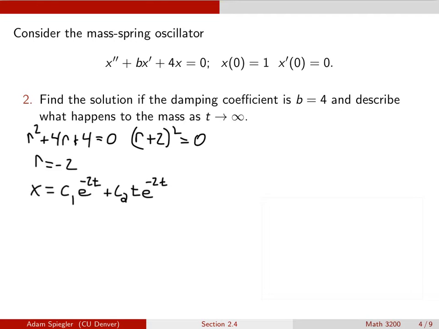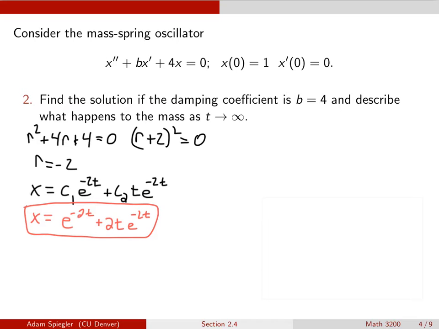And then again, using our initial conditions, which are the same, x of 0 is 1, x prime of 0 is 0, we could solve for these constants C1 and C2, and the solution to this initial value problem is that C1 is equal to 1 and C2 is equal to 2. So our solution over here looks pretty close to the solution that we had in the previous part, except we have a t in here.